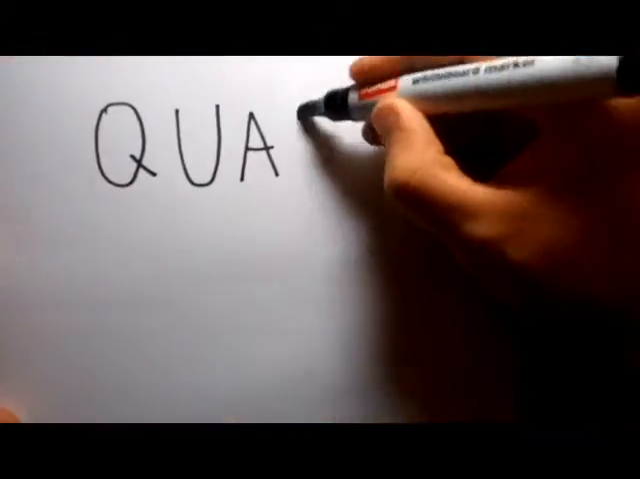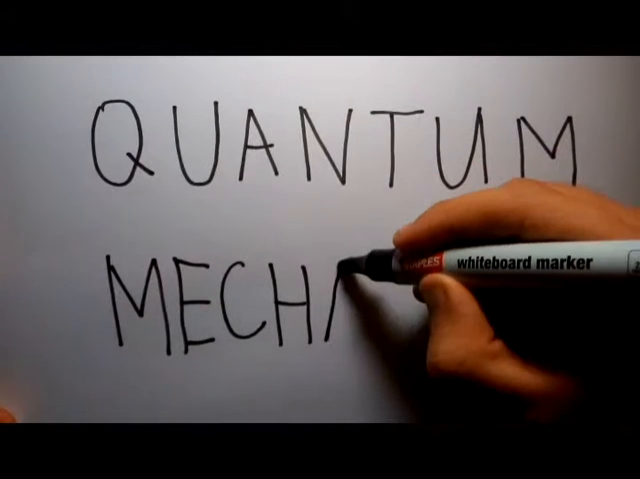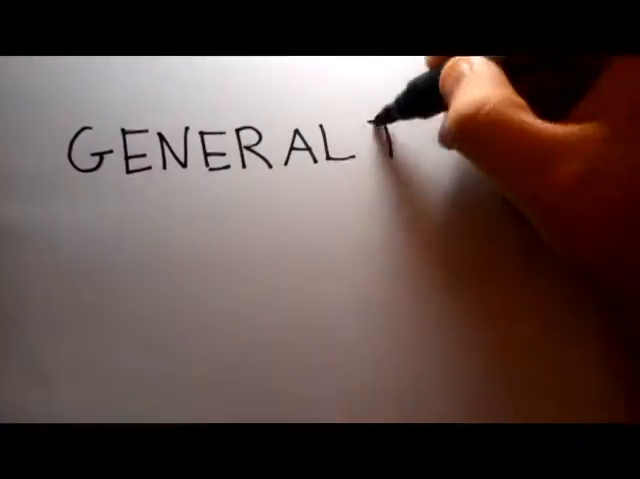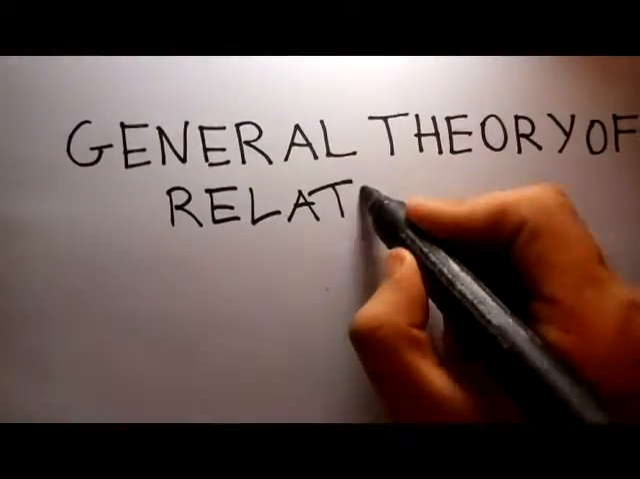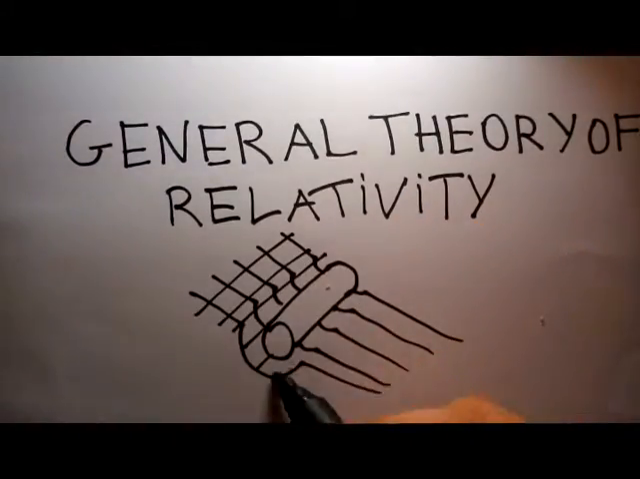String theory itself was used to glue together two other major theories, which are quantum mechanics, that explains the nature and behavior of matter and energy on atomic and subatomic levels, and the general theory of relativity, or general relativity, that describes gravity as a geometric property of space and time.